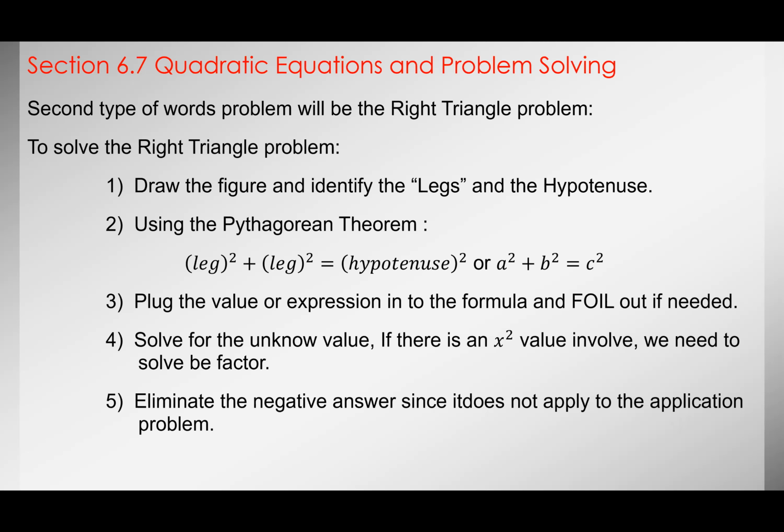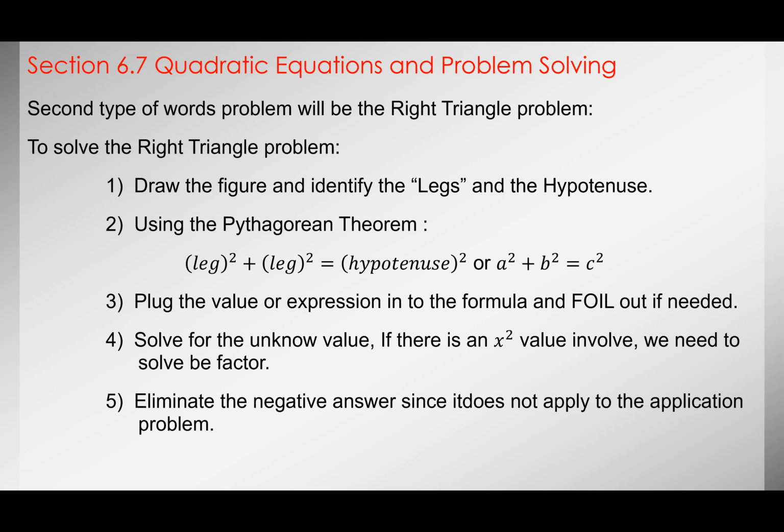Once you have that, the only thing we need to do is FOIL them out because of the square, combine like terms, and then solve for x. To solve for x, because there's an x squared, every time we have an x squared, we need to factor. Okay, so this is the rough idea, and I will post this on Canvas tonight. And again, these are the rough steps and the procedure that you need to do.